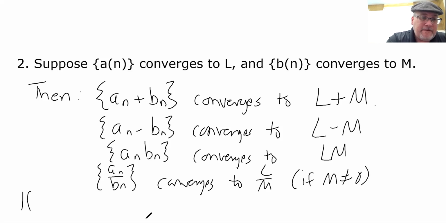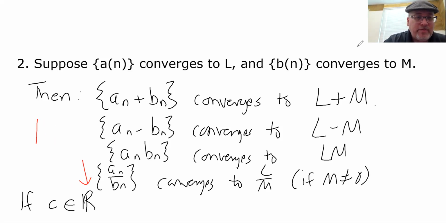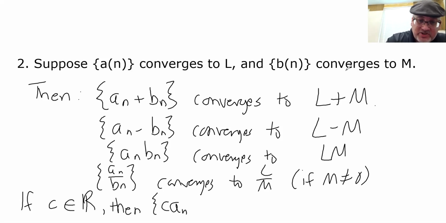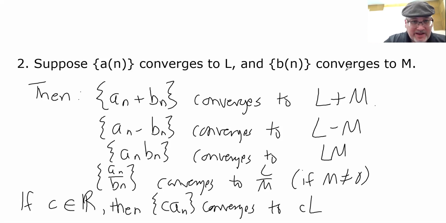If C is an element of the real numbers. If you're not familiar with the symbol for is an element of, there it is. If you're not familiar with the symbol for all real numbers, it's called a double script R. It basically says for any real number C, for any number that's a real number, then if you form a sequence by taking an original sequence and multiplying every term by some constant, that converges to C times L. But there's one more, and I can't fit it on this screen.